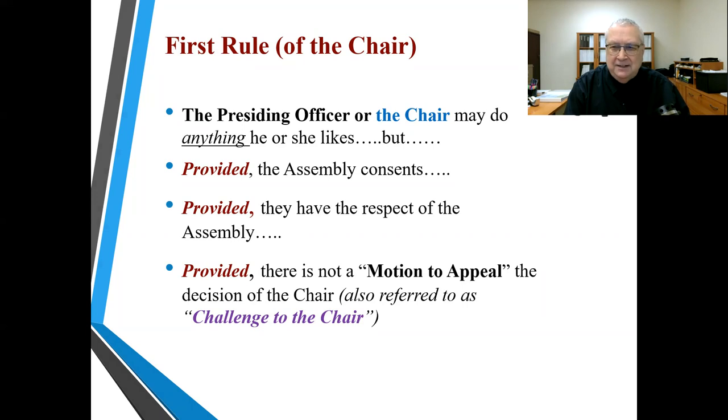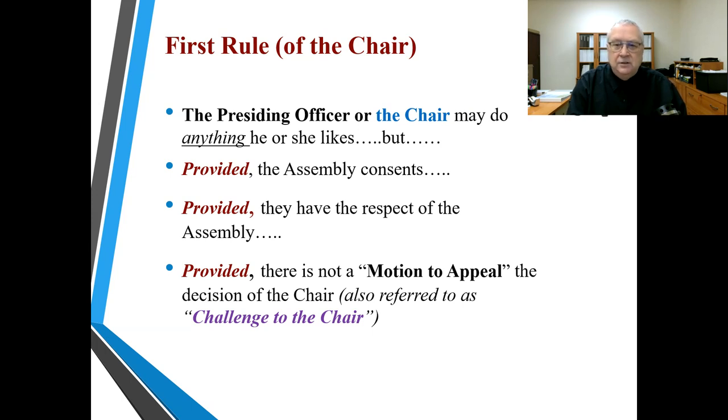They're safest if they follow Robert's rules closely. And if they depart from Robert's rules, and what they do is really not in agreement with members of the assembly, the assembly has counterbalance rights in the form of a motion to appeal the decision of the chair, which is very embarrassing for the chair, because the chair is only working on the respect of the assembly.